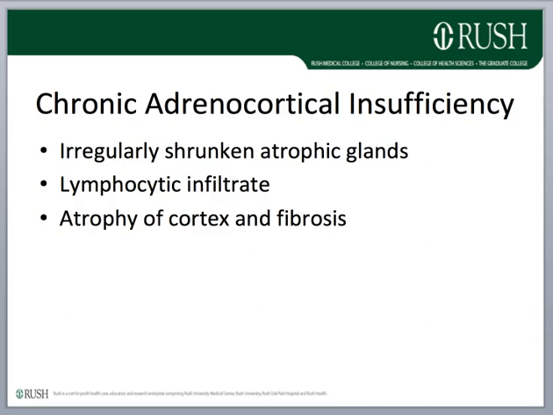In chronic adrenal cortical insufficiency, the adrenal glands are irregularly shrunken and atrophic, and thus resemble the cortical atrophy that you can see in patients with exogenous Cushing syndrome. That is, people that are taking exogenous glucocorticosteroids and producing the typical clinical features of Cushing syndrome. Microscopically, you typically see a lymphocytic infiltrate of varying intensity, and of course there's atrophy of the cortex and replacement of the atrophic cortical cells with fibrous tissue.